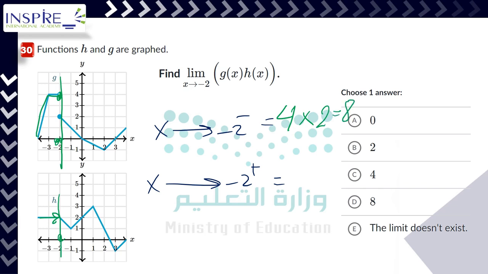Let's do the same from the right side. Here from the right side, again closer to -2. It's 2 times the same, getting closer to 2. It's 2. 2 times 2 is 4. They are not the same. One of them is 8, the other one is 4, so the limit doesn't exist. Let's move to the next one.